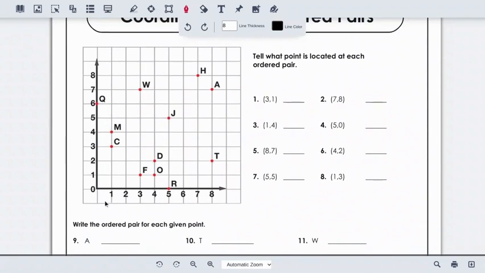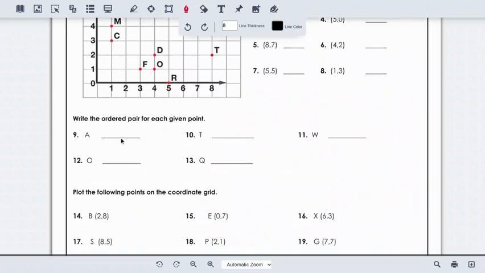All right? We've got coordinates that are letters, and you're going to tell me which letter is at each coordinate. So what's that? Coordinate 3, 1. Well, if I go over 3 and up 1, I see the letter F. F is at 3, 1. What's at coordinate 7, 8? If I go over 7 and I go up 8, I get to H. All right. Nailed it.